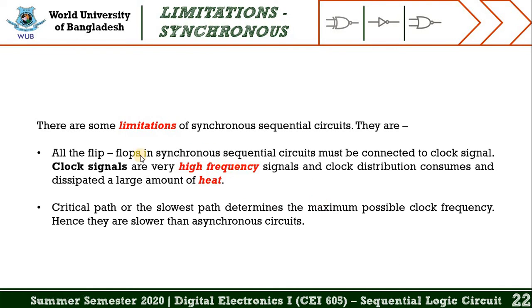There are some limitations of synchronous sequential circuits. All the flip-flops in synchronous sequential circuits must be connected to the clock signal. Clock signals are very high frequency signals, and clock distribution consumes and dissipates a large amount of heat. Next, the critical path, or the slowest path, determines the maximum possible clock frequency, hence they are slower than asynchronous circuits.